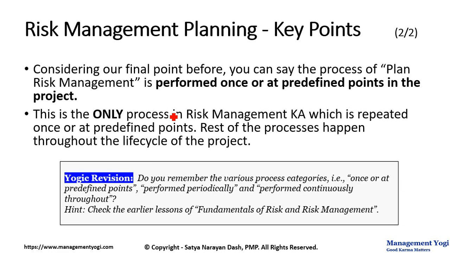Considering our final point before, you can say the process of plan risk management is performed once or at predefined points in a project. So once is at the beginning of the life cycle of the project, or at predefined points, the points that I mentioned just some time before. This is the only process in the risk management knowledge area which is repeated once or at predefined points.